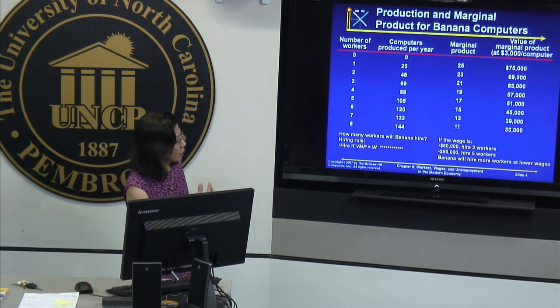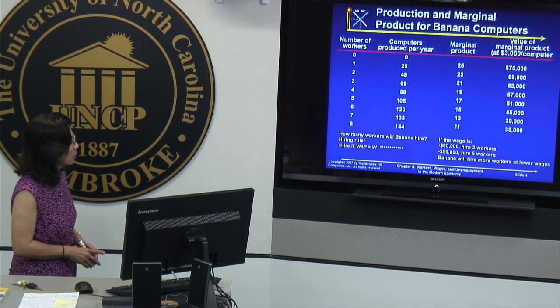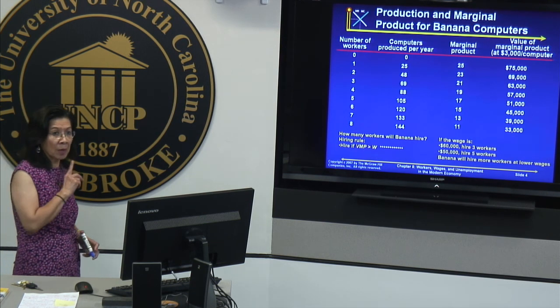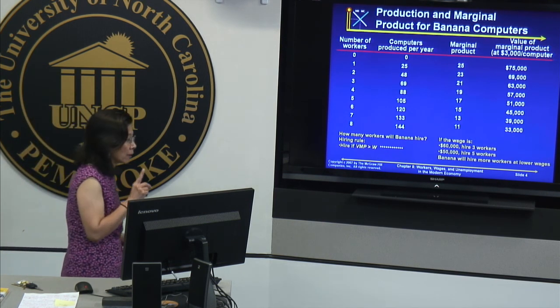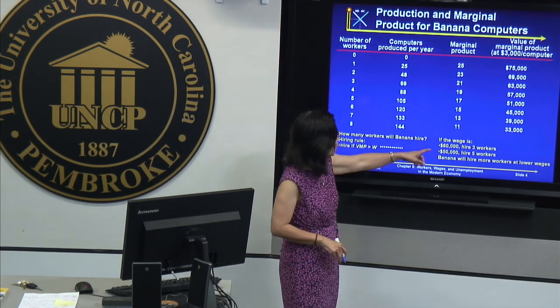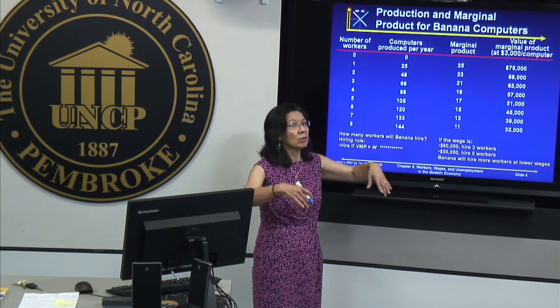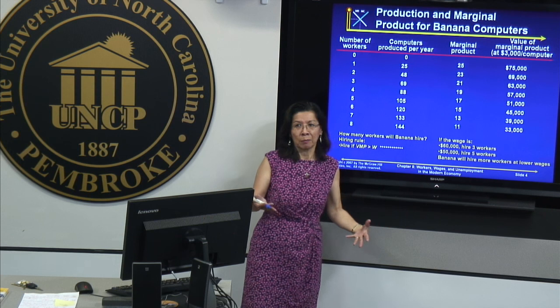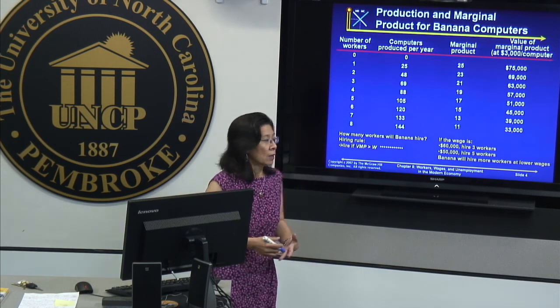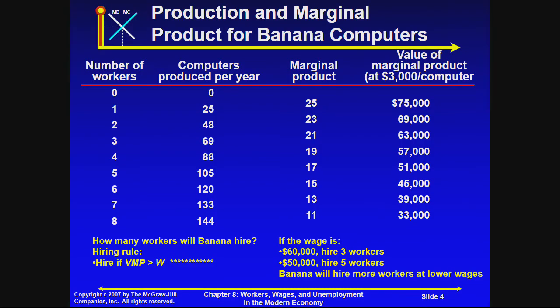So using this particular benchmark here, where VMP is greater than or equal to wages, we can now solve the decision-making problem. How many workers should we hire? So this is what we do. I hope you can see these 2 lines here. We're making 2 assumptions here. Economics is about making assumptions a lot of the time. So the first assumption we make is, what if the wage is 60,000? How many workers would you hire?